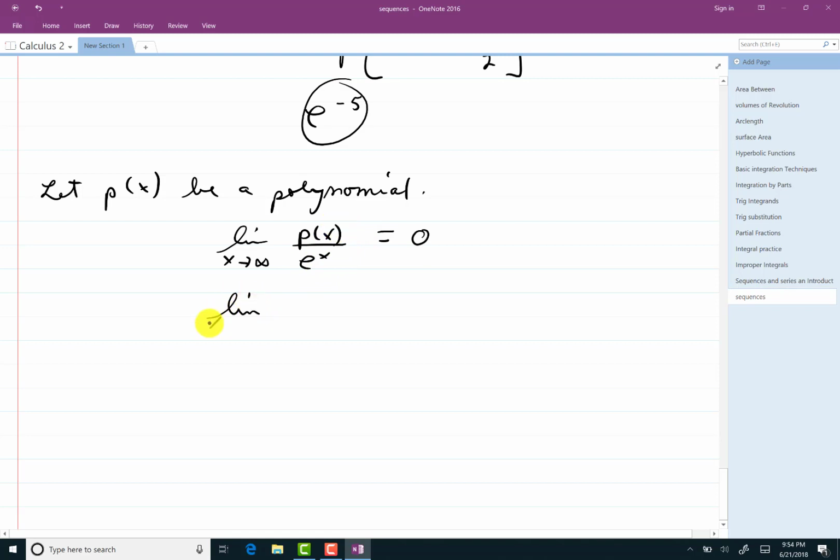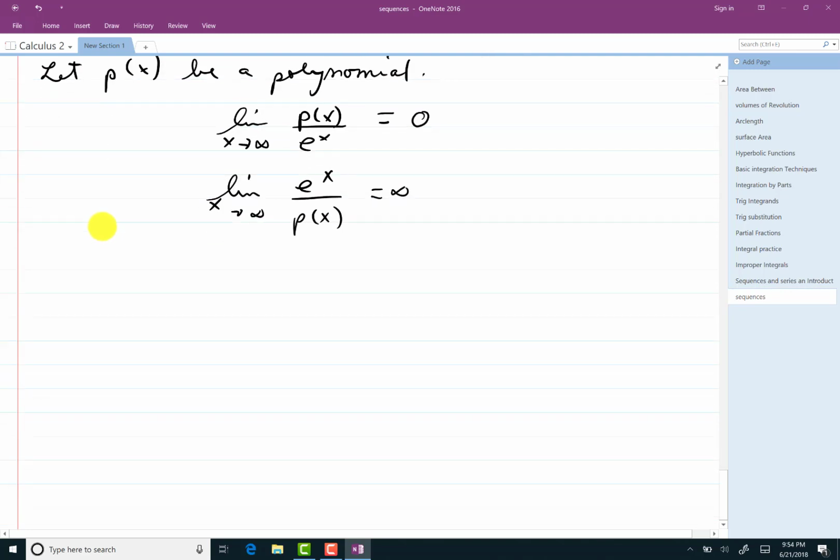Similarly, if I have e to the x in the numerator, this thing will equal infinity. Basically what I'm saying is that e to the x is a faster rising function than any polynomial. And they have their analogs for natural logarithm. Here, if I have p of x versus the natural logarithm of x, p of x wins this battle because the natural logarithm of x is the slowest moving function of all of your functions.